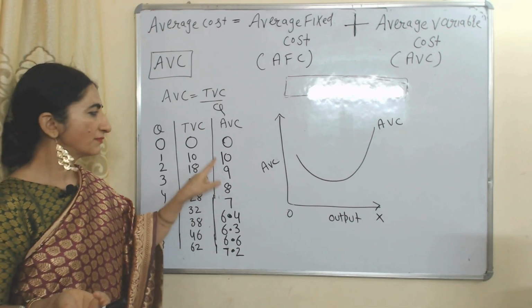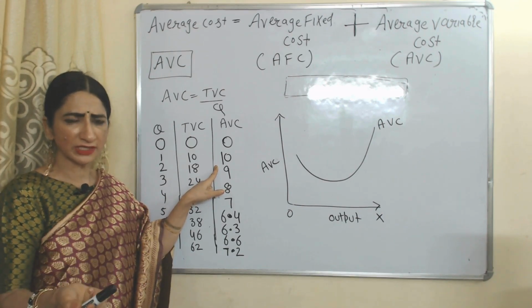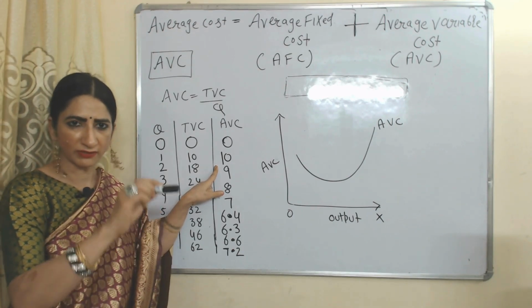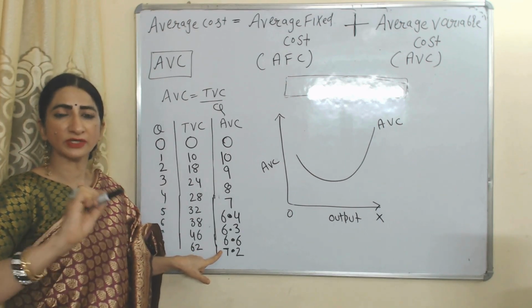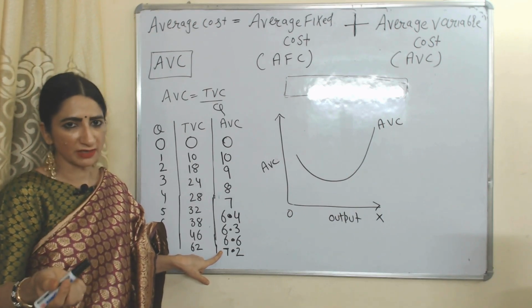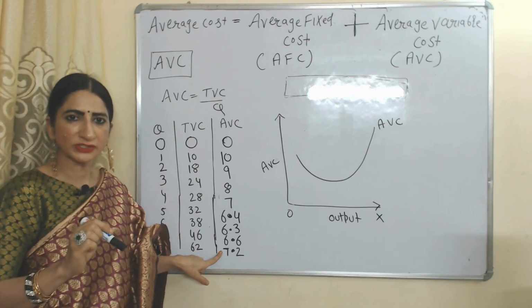But why? Because we are talking about the short time period. Initially there is fuller utilization of the fixed factor. That's why we are receiving more return on our variable factor. But after some time there is over utilization of the fixed factor. That's why return on the variable factor starts reducing. That's why our average variable cost increases.